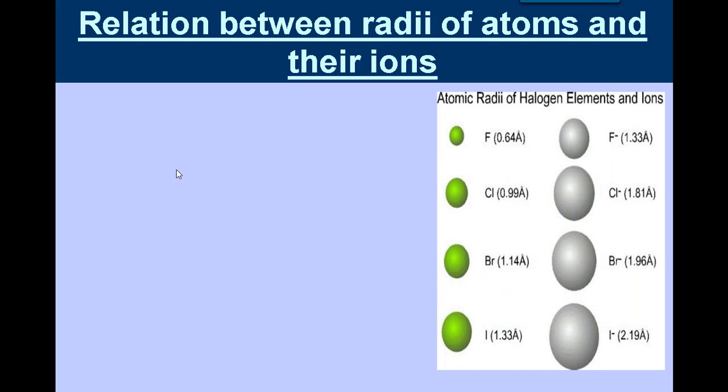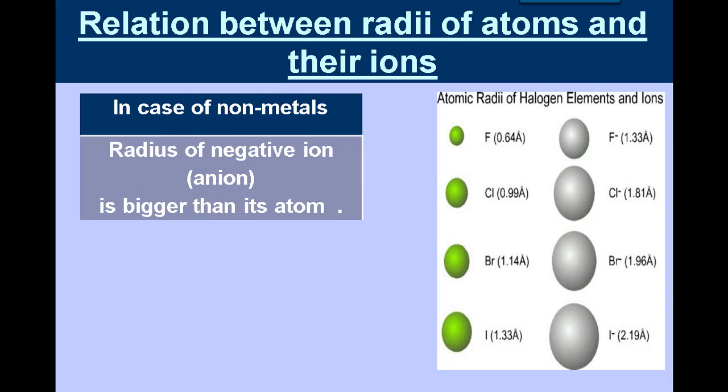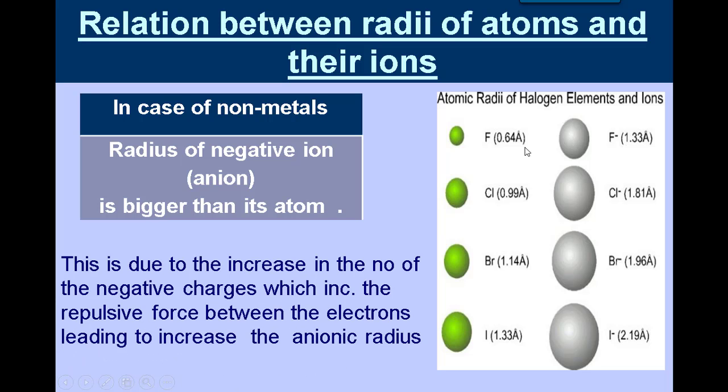The opposite for nonmetals. Nonmetals tend to gain electrons and change into negative ions or anions. As you can observe here, the atomic radius is smaller than the ionic radius, and this is because by increasing the number of negative charges, the repulsion force between electrons increases, and this will increase the anionic radius.